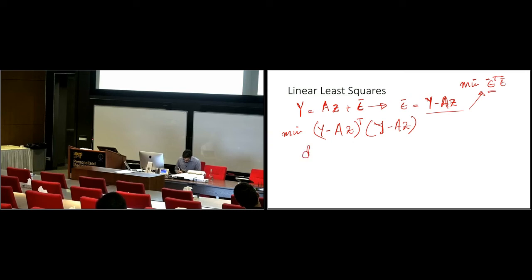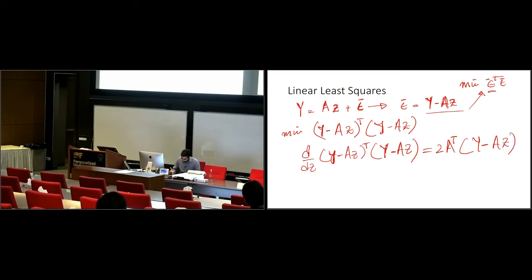So I take its matrix derivative with respect to Z. So d by dZ of (Y minus AZ) transpose (Y minus AZ). I'm trying to write them bold, but you understand that these are all vectors and matrices. That is equal to minus 2 times A transpose (Y minus AZ), and that is equal to 0. This is an identity from matrix calculus. Okay? Is it clear up till now? Any questions?